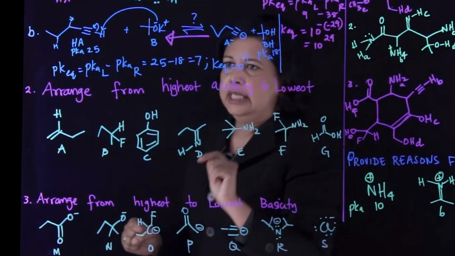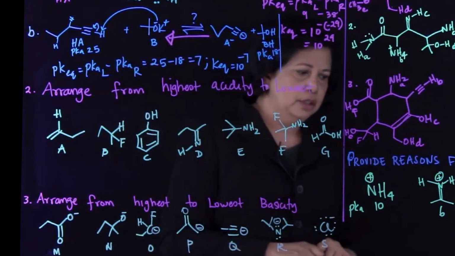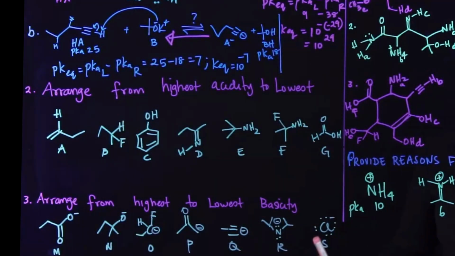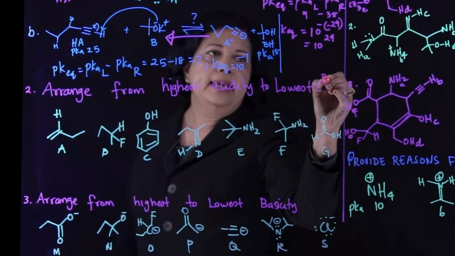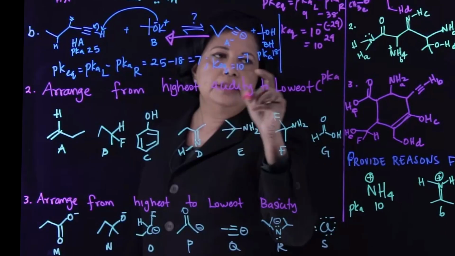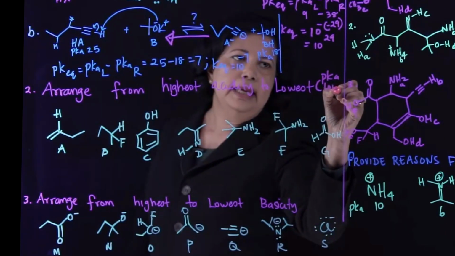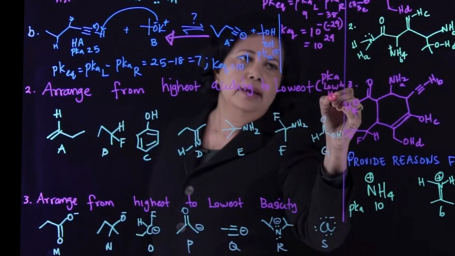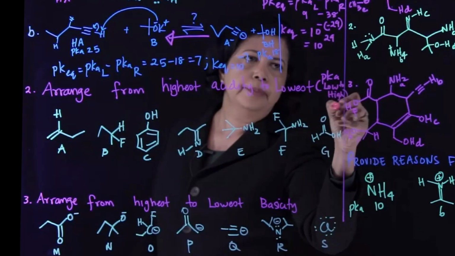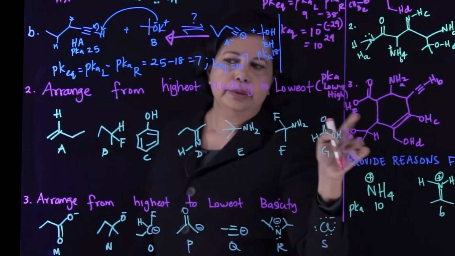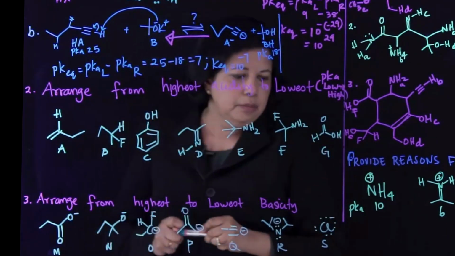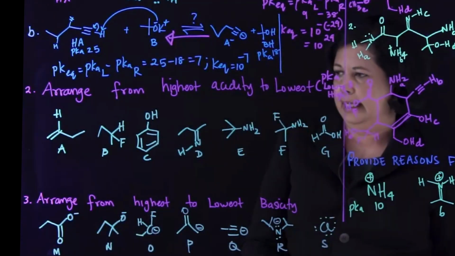Here's another question, arrange from highest acidity to lowest. So that means highest acidity would be lowest pKa, low to high. That's what they're asking you. So start with low pKa and go to high pKa. So the more acidic something is, the lower the pKa.